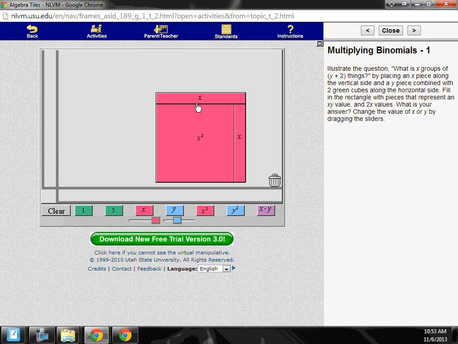If I had x squared minus 4x, how many do I have to add back on to make it work? 1, 2, 3, 4. Okay, that's what we're doing.